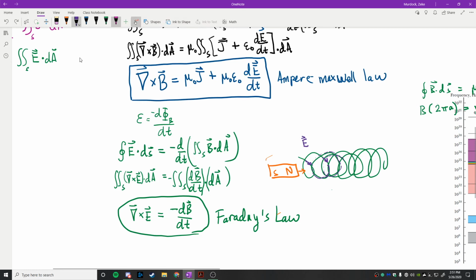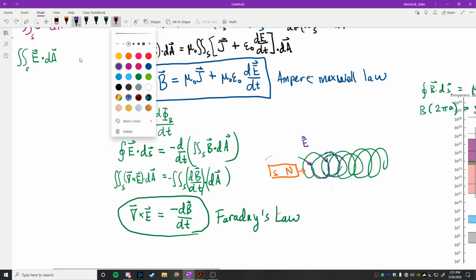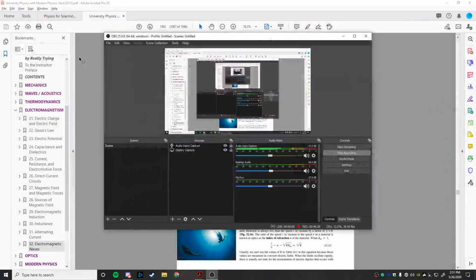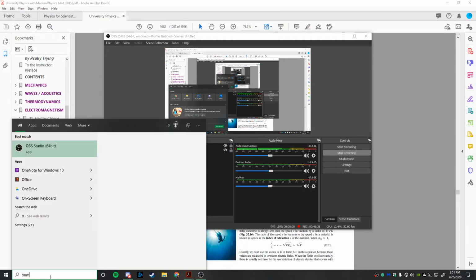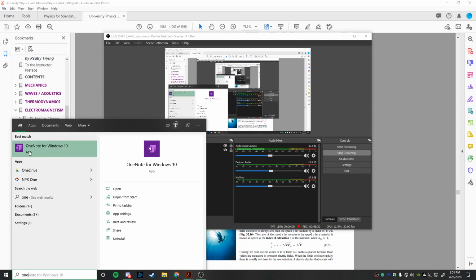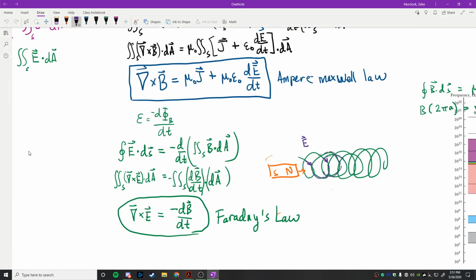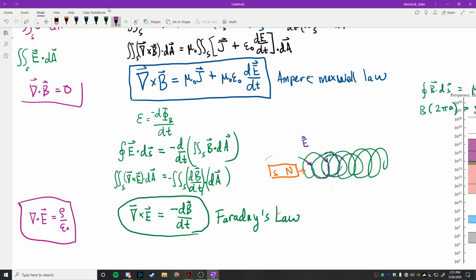The other two equations were, let's put them like this. One of the equations was basically the divergence of the electric field is equal to a constant, rho over epsilon naught, and the one for the magnetic field is the divergence of the magnetic field is equal to 0, because there's no such thing as a magnetic monopole. Those four equations are Maxwell's equations in differential form.